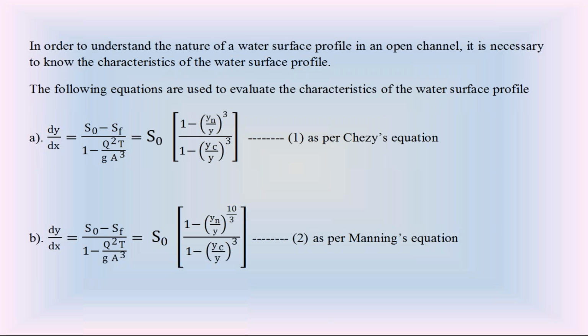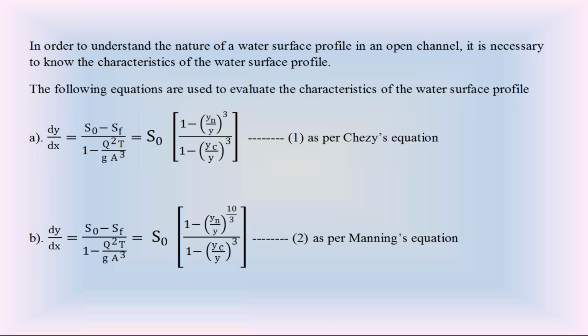Similarly, according to Manning's equation, dy by dx is equal to S naught into 1 minus yn by y whole power 10 by 3, divided by 1 minus yc by y whole cube. This is the dynamic equation of gradually varied flow in the wide rectangular channel according to Manning's equation.